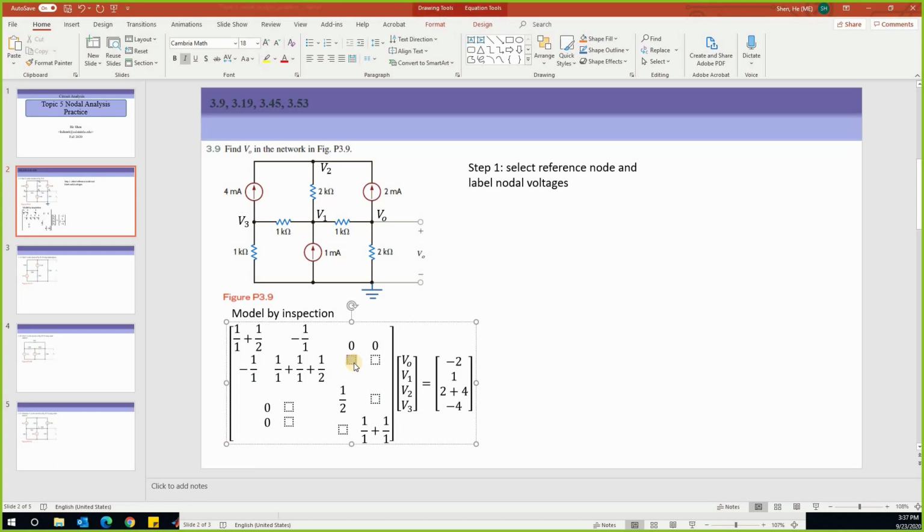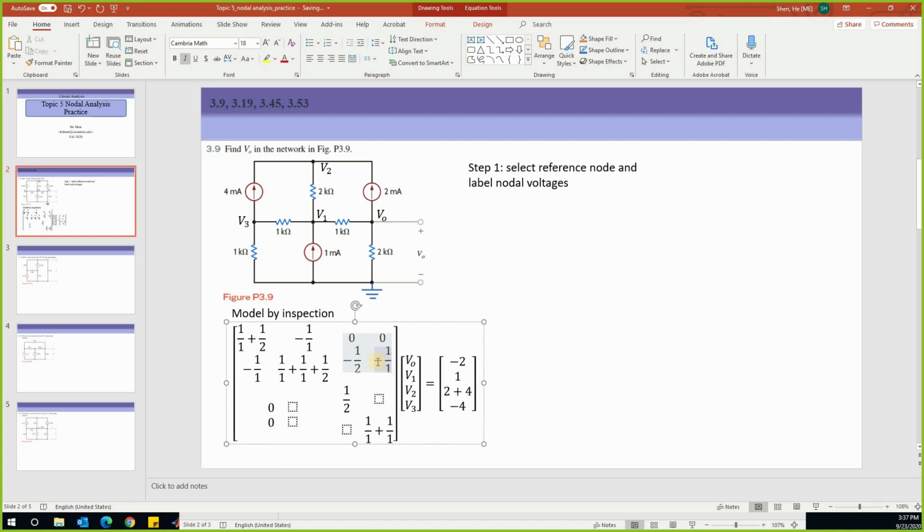This entry over here is determined by the shared branch between node 2 and node 3, because it's the second row, third column, so that is V1 and V2. Between V1 and V2, there is 1 shared resistor, which is 2, which is why we have a -1 over 2. Over here, this is between node 2 and the last node 4, which is V1 and V3. Between V1 and V3, there is 1 shared resistor, which is 1. So this is why we have a -1 over 1. Still, we have a negative sign.